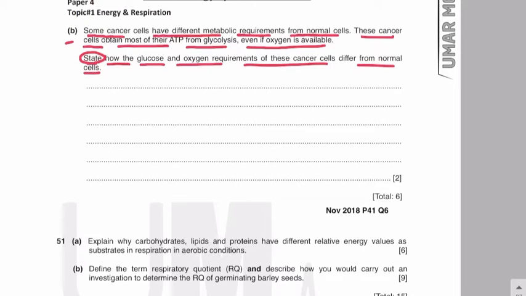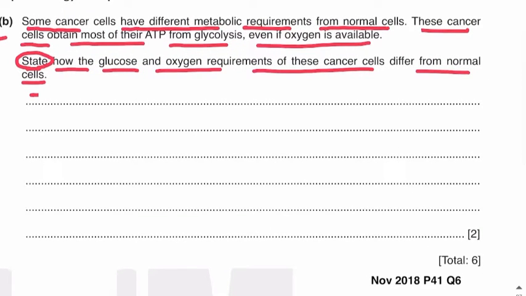So in this question, they're asking how the glucose and oxygen requirements of the cancer cells differ from the normal cells, and we have the information at the top which says that cancer cells obtain most of their ATP by glycolysis and not by oxidative phosphorylation or aerobic respiration. So because cancer cells are carrying out a lot of glycolysis, they must be utilizing a lot of glucose. So we will say that glucose requirements of cancer cells will be higher.